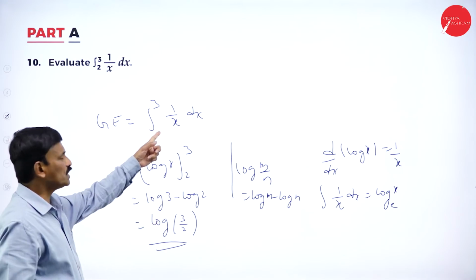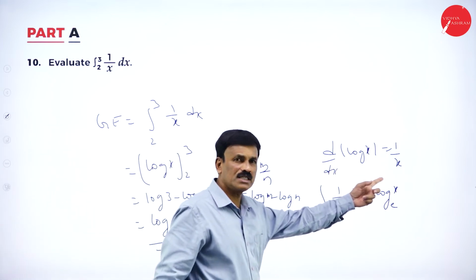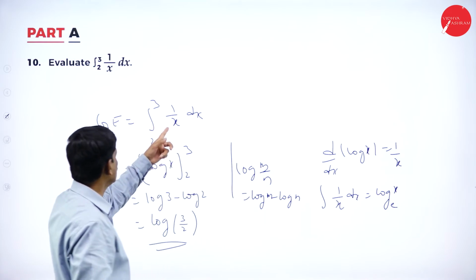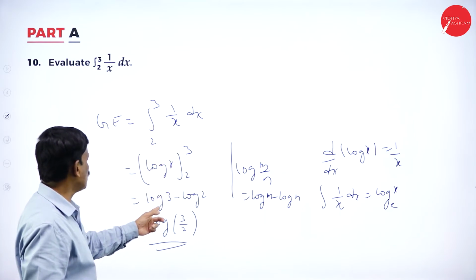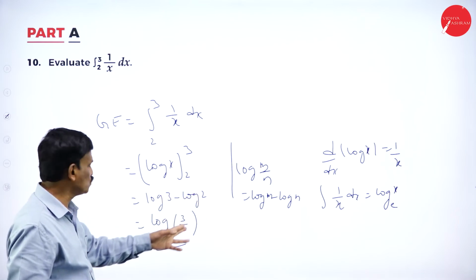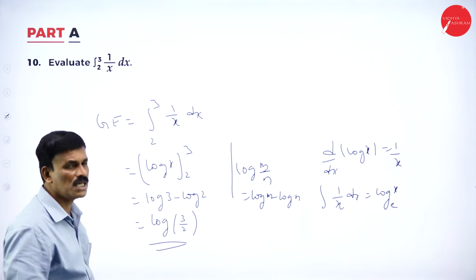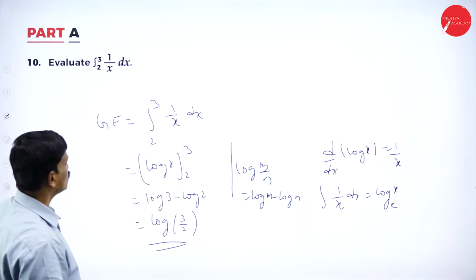See here, integration of 1 over x is log x. Differentiation of log x is 1 over x. Integration of 1 over x is log x between the limits 2 to 3. Upper limit log 3 minus lower limit log 2. Log m minus log n is log m by n. You can write this as logarithm of 3 by 2. Okay. Now, let us come to the next question.